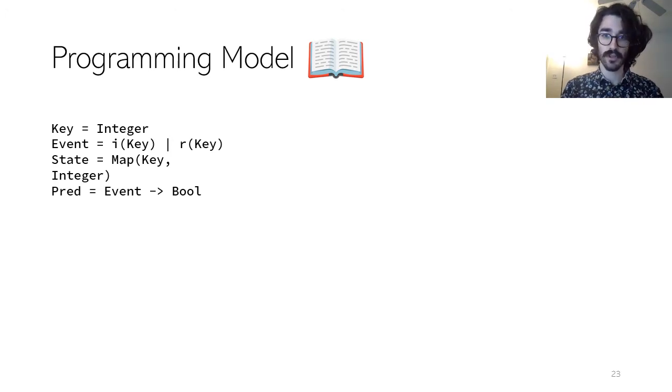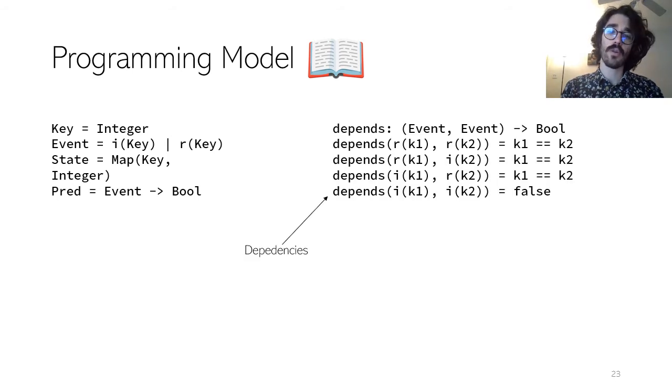I'll keep the type definitions on the side so that we can keep track of them. And so the next component is actually dependencies. As you can see here, we describe dependencies between input events as follows. For this example, read reset events depend on read reset events if their keys are the same. Read reset events depend on increment events if their keys are the same, and symmetrically. And increment events do not depend on any other increment events.